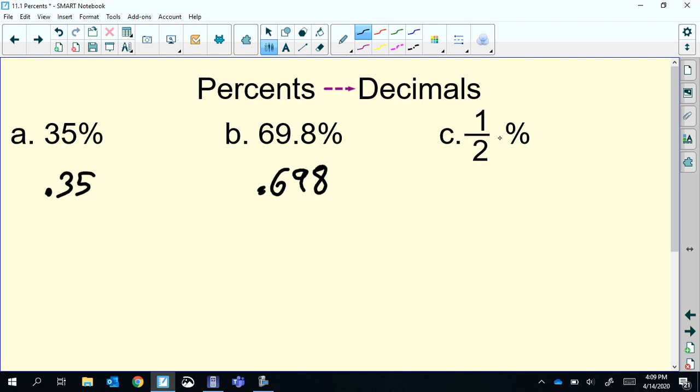Which is 0.698. And this one, 1/2%. That's a little bit tricky, because 1/2 as a decimal would be 0.5. So it's 0.5%, and we're moving it 2 spots, which means it's actually going to be, as a decimal, 0.005. As you move it 2 spots to the left, it creates 2 zeros, and you get 0.005.